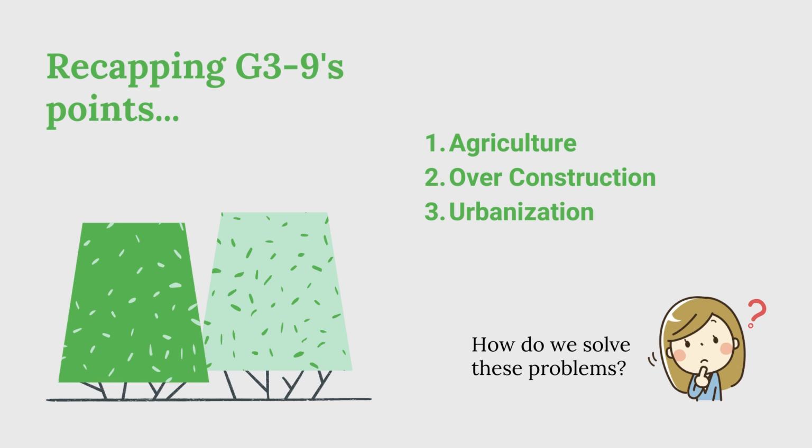Before we begin, let me recap some of Group 9's points. According to Group 9, their causes of deforestation are: first, agriculture; second, overconstruction; and third, urbanization. Therefore, how do we solve these three problems? This will be continued by our next member, Ramana, in the next slide.